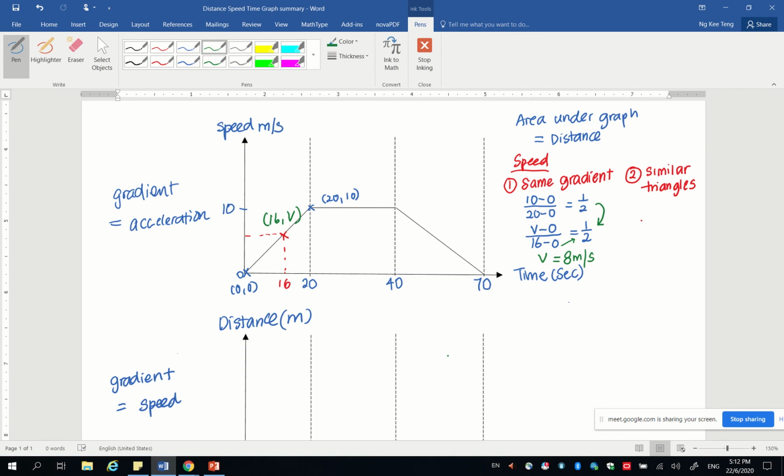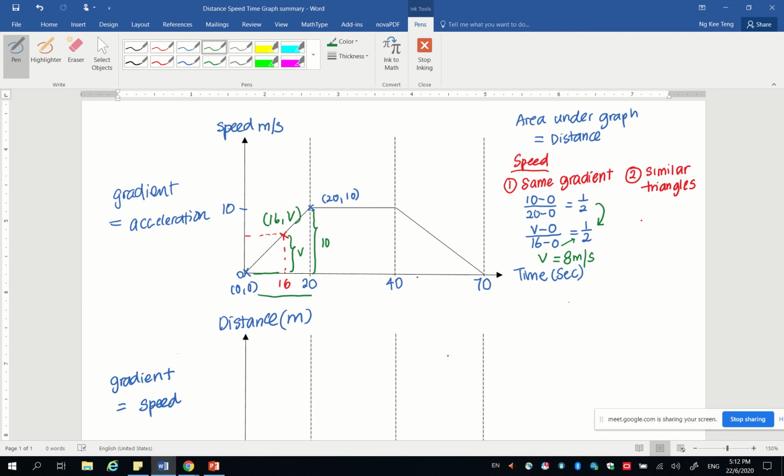So what is a similar triangle? Where are the similar triangles? The first one over here: this is the height of this triangle, v, and the base here is 16. The second triangle, which is quite obvious, is the slightly bigger one down here: the height here is 10, and the base is 20. So using similar triangles, we should take height over height.